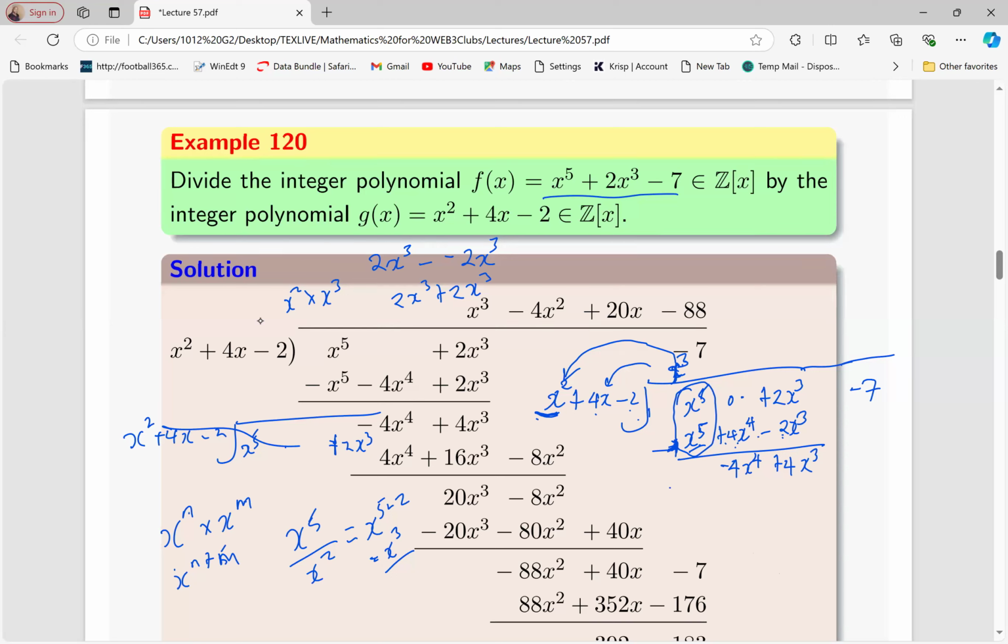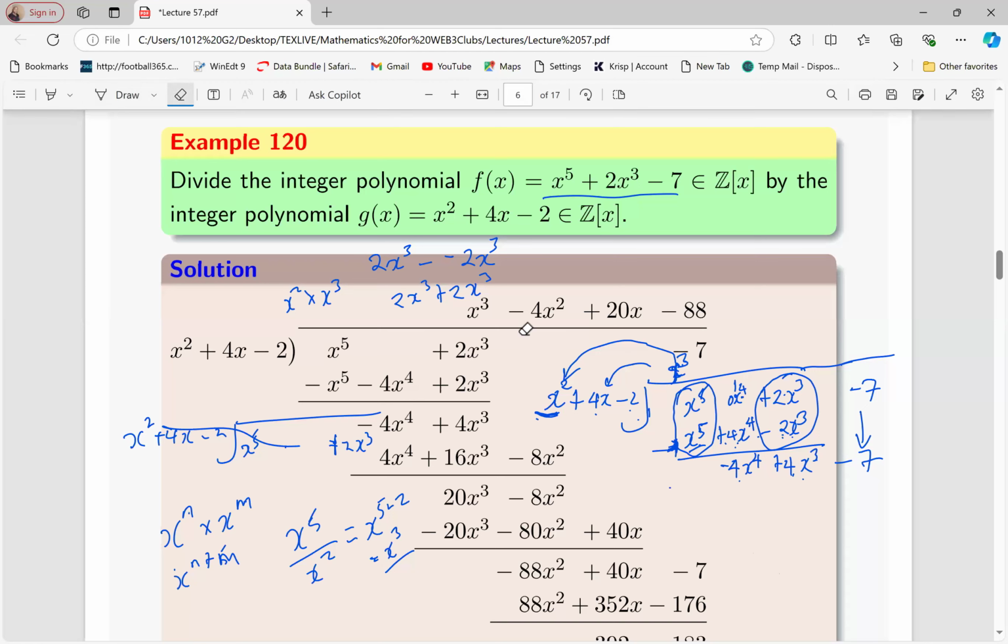Then x raised to 4, its like term is 0, because this is 0x raised to 4. So when you subtract, you have negative 4x raised to 4. Then this one also is a like term. These ones are like terms. So again, when you subtract, you have 4x raised to 3. You can now bring this negative 7 down. Then bring that negative 7 down. Let me just clear this space.